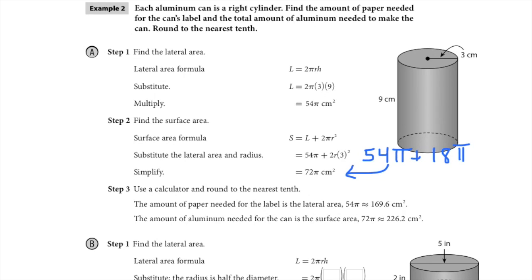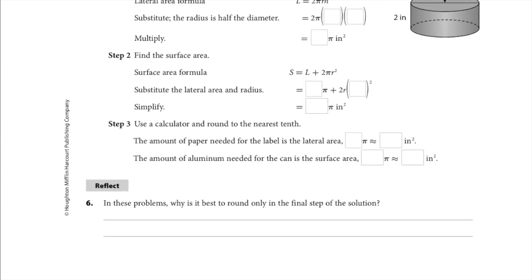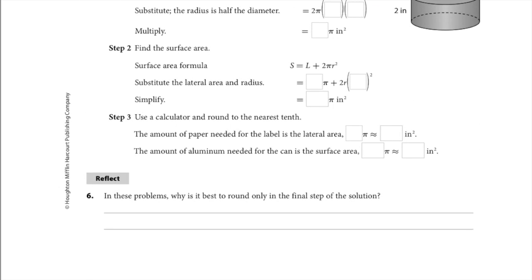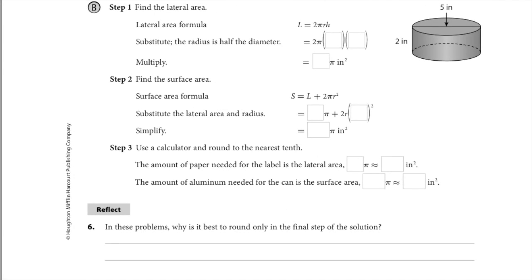But when you add those two together, we're going to get 72 pi centimeters squared. At this point, and only at this point, we should get a calculator out and take our pi key into consideration there, and then get our answer. So I scrolled down a little too far here, but you can see what we're looking at is the same process.